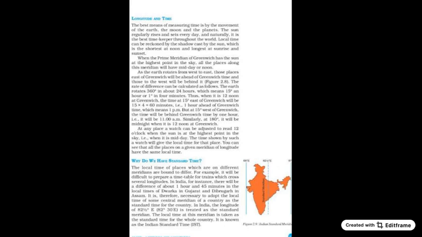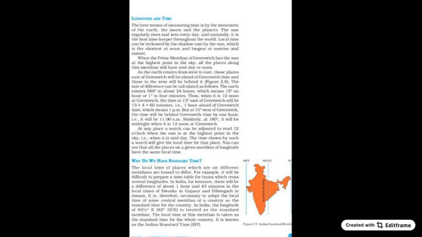1 hour ahead of Greenwich time, which means 1 p.m., but 15 degrees west of Greenwich, the time will be behind Greenwich time by an hour. It will be 11 a.m. Similarly, at 180 degrees, it will be midnight when it is 12 noon at Greenwich.